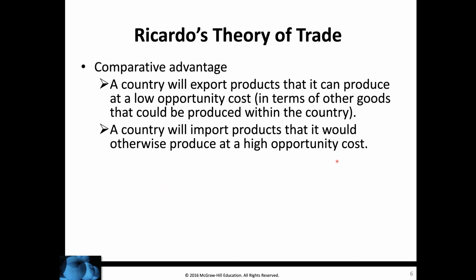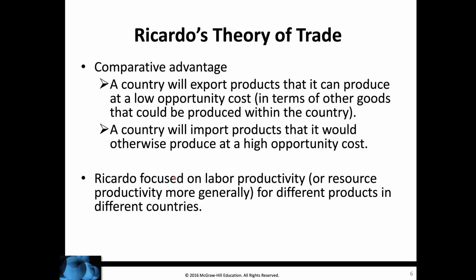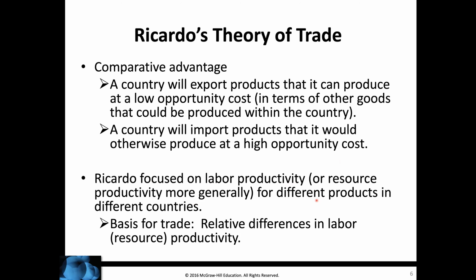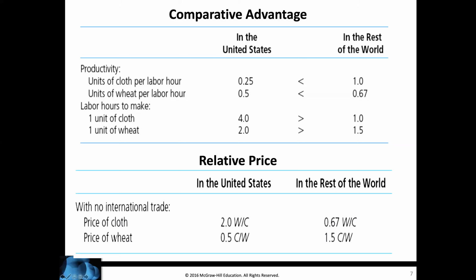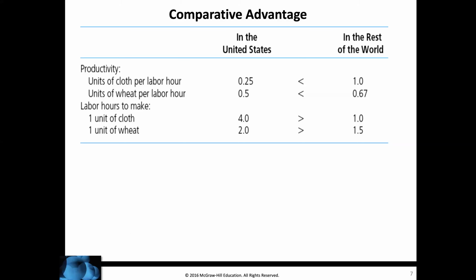So again, we're looking at relative or comparative advantages. Ricardo focused on labor productivity or resource productivity more generally for different products in different countries. So the basis for trade is relative differences in labor or resource productivity. As I mentioned in the previous slide, the basis for trade is a relative advantage in a particular product.